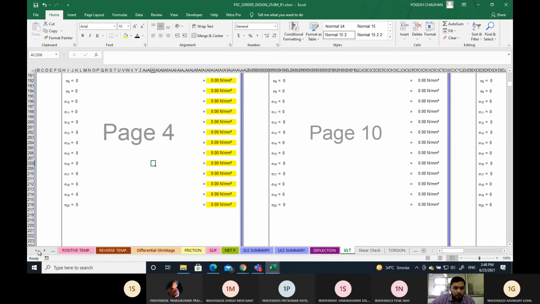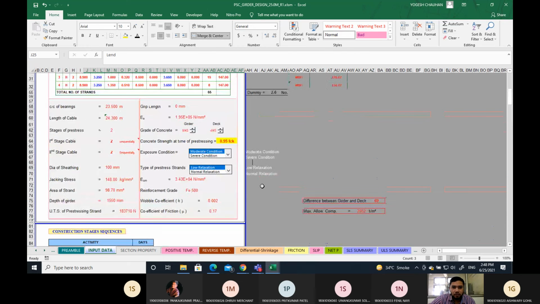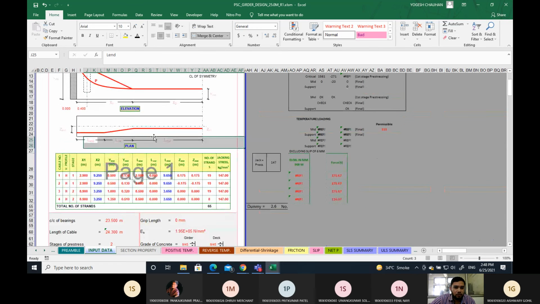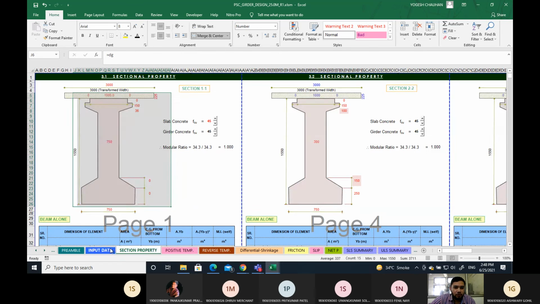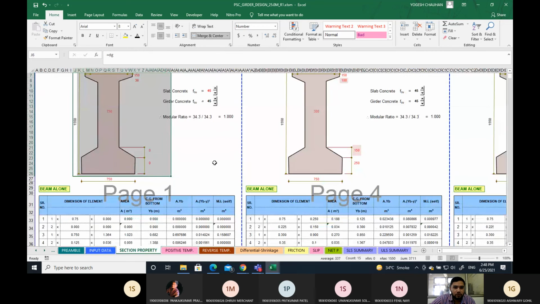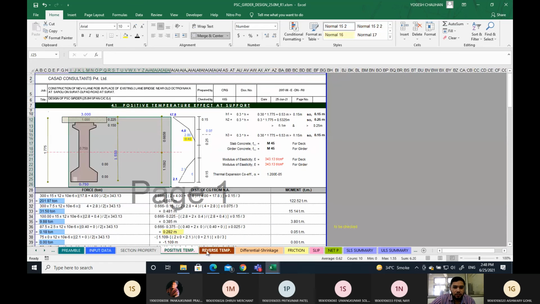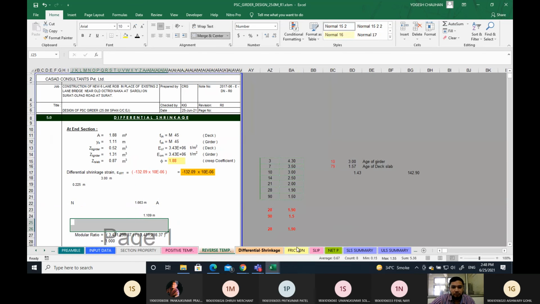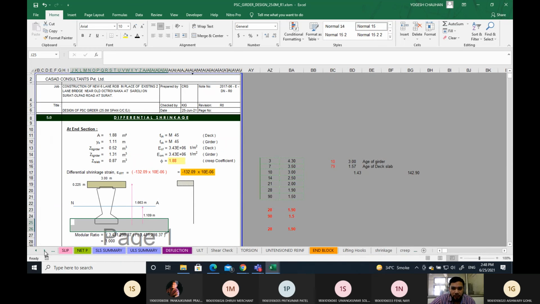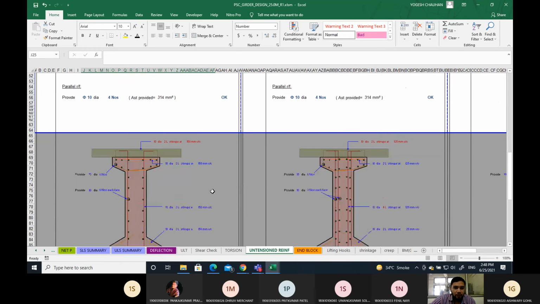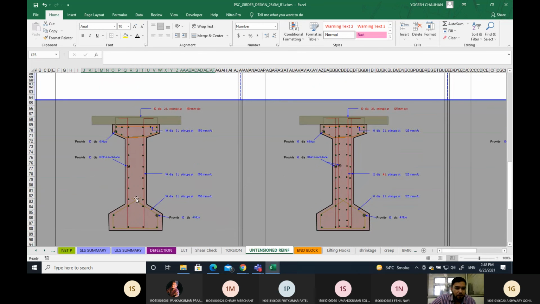This is the spreadsheet for design of pre-stress bridge girder. Here you can provide the cable profile and the section properties of the girder. Then the temperature stresses, positive and reverse temperature differential, and shrinkage are all calculated. And the one thing I wanted to say is that you can prepare a section like this, like a section of the bunker or a silo. You can have these drawings, these sketches, and you can tag them.